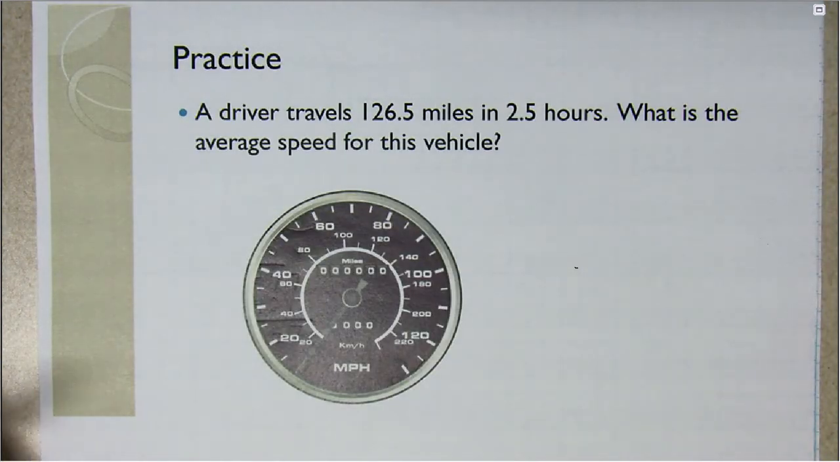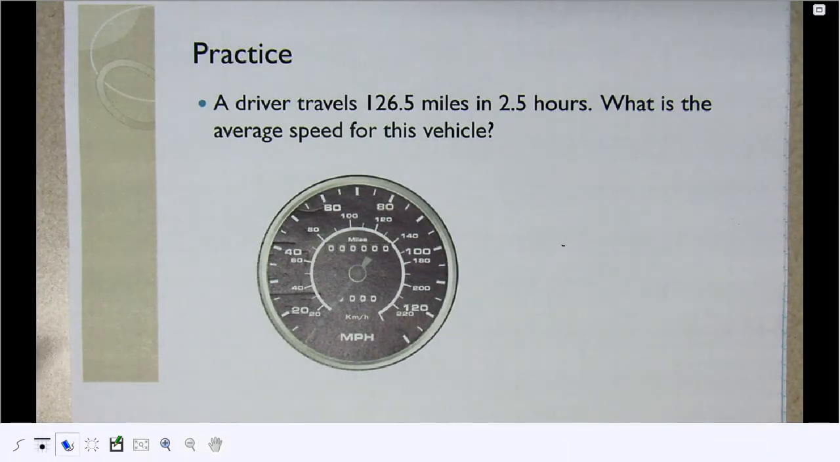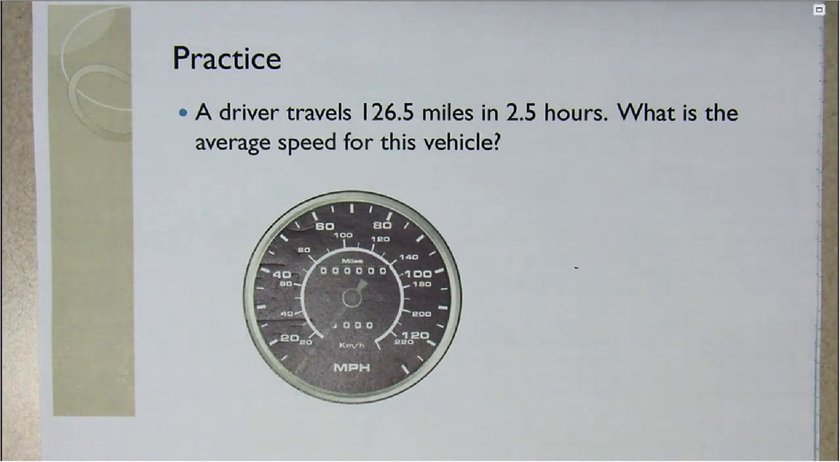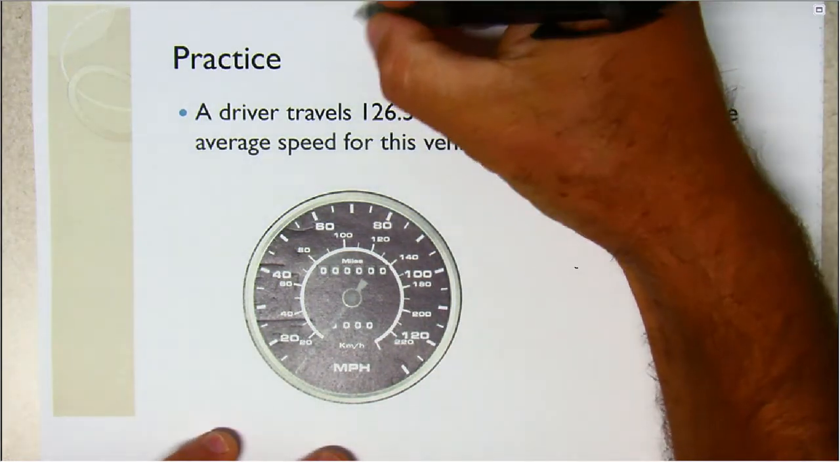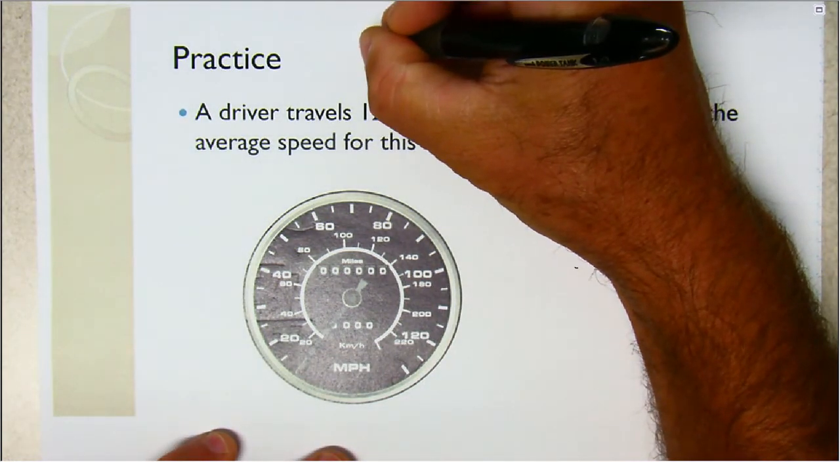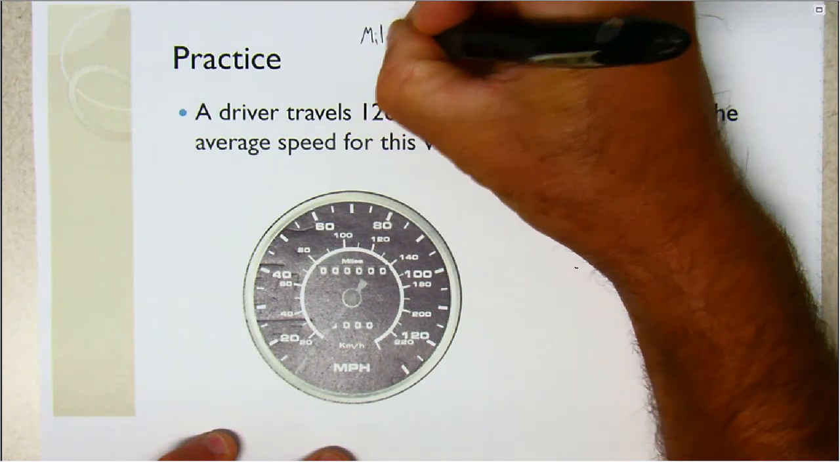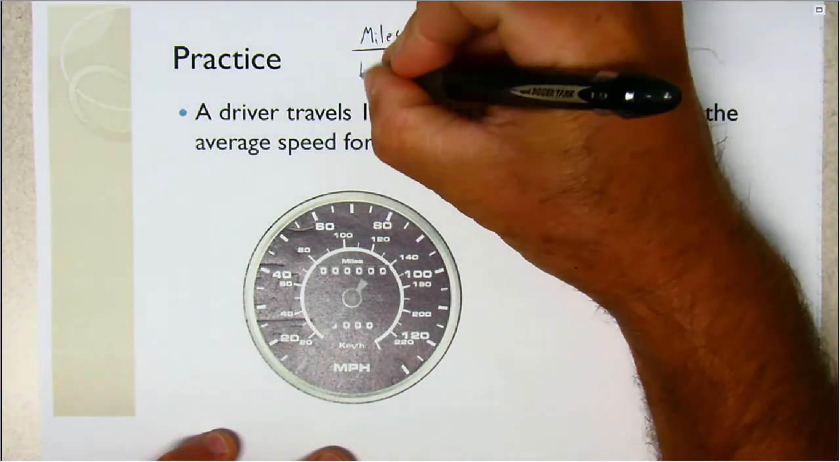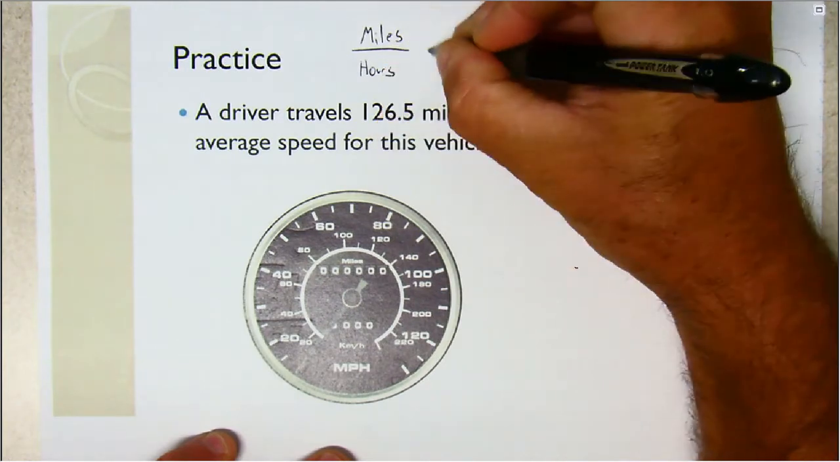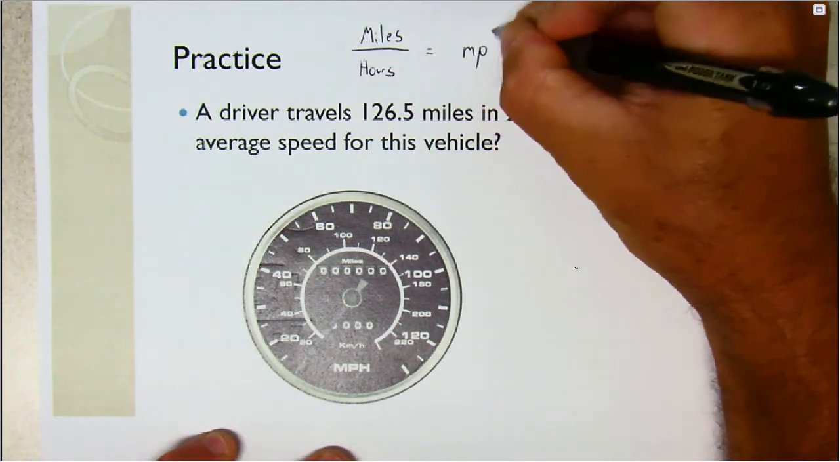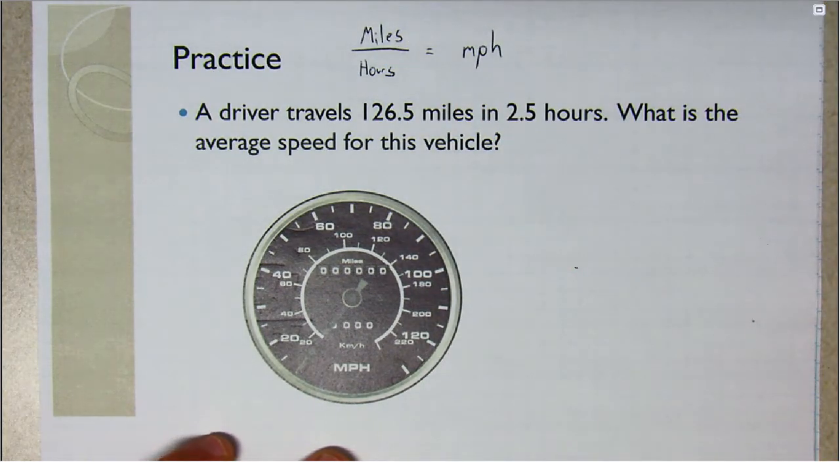Okay, I'd like you to do this last problem for practice before we wrap up. A driver travels 126.5 miles and they take 2.5 hours. So my question is, what is the average speed? The idea here is that we're going to take the number of miles, and if we divide it by the number of hours, then that'll give you the number of miles per hour, or in other words, the driver's speed. So go ahead and do that division.